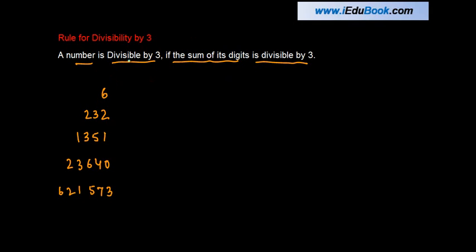Now this rule says that a number is divisible by 3 if the sum of its digits is divisible by 3. When I say sum of its digits, although I am sure you must be aware of this, by digits we mean each of these numbers. So what we need to do is add up all the digits of a given number. Let's say if I talk about 6, the sum of its digits will be equal to what? We just have a single digit here, so the sum of the digits is 6.